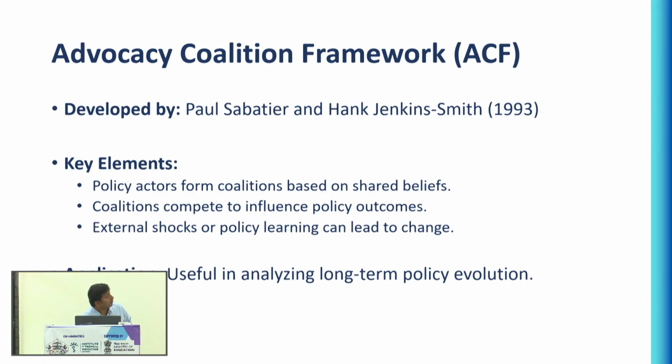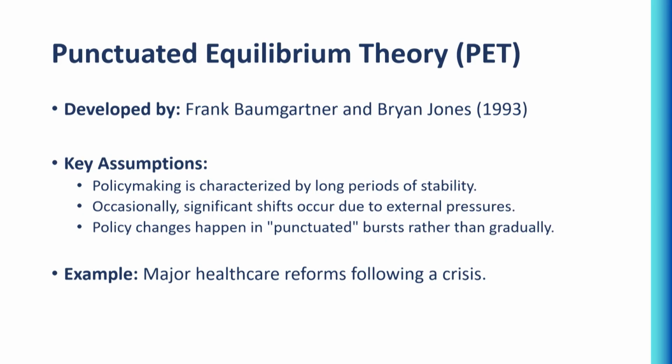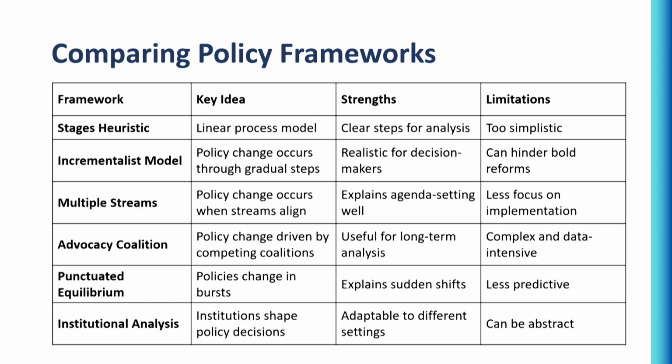Another framework by Paul Sabatier and Jenkins is the advocacy coalition framework. The policy actors form coalitions based on shared beliefs. So people will come together, there will be a coalition based on shared beliefs, and external shocks or policy learning can lead to change. Similarly, you can talk about punctuated equilibrium theory, you can talk about institutional analysis, and so on. Here is a comparative table to show different frameworks. You will definitely get the slides, so you can relook at this table and try to understand it.